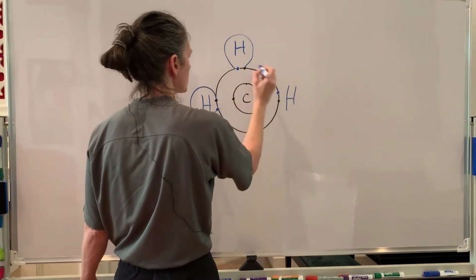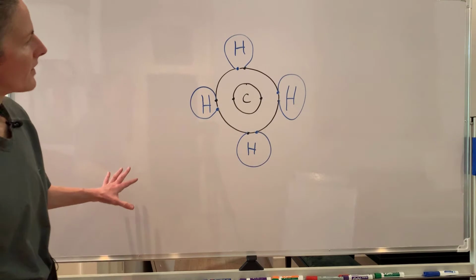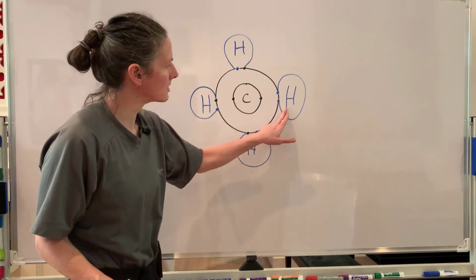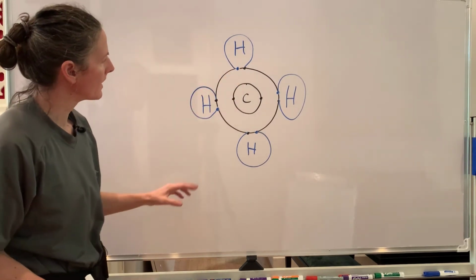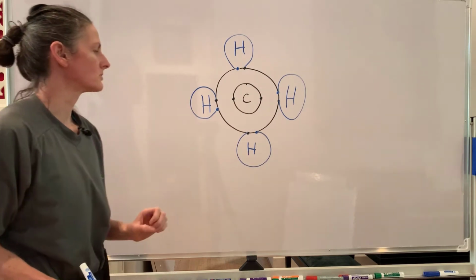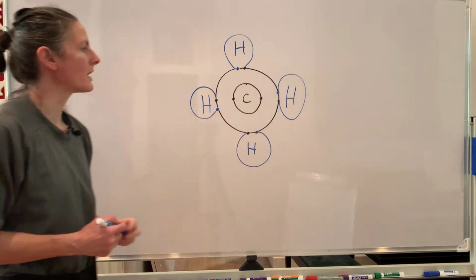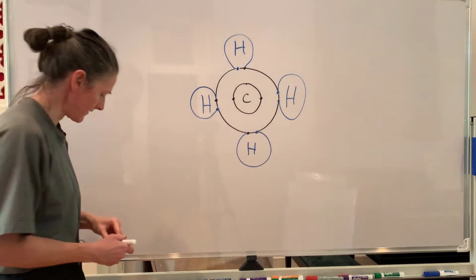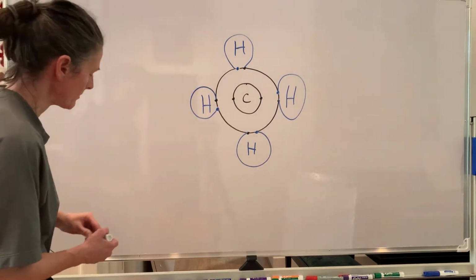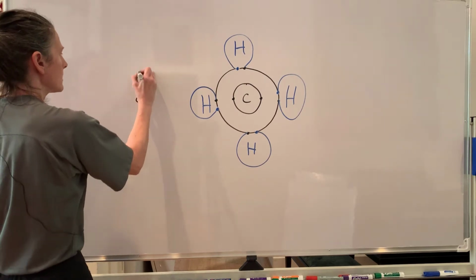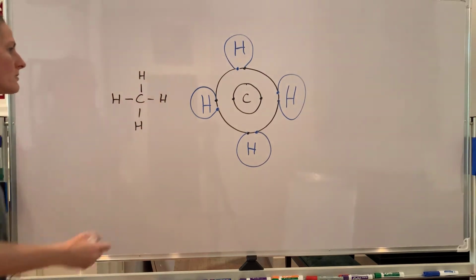And we notice that each constituent in this molecule has satisfied the need to fill its outer shell. So hydrogen over here has 2 electrons in its outer shell because it's sharing an electron with carbon. And carbon has 8 electrons in its outer shell because it's sharing an electron with each of these 4 hydrogens. So we now have a molecule called methane. This is one of the simplest molecules that we can make. And we can abbreviate it like this, where we have a carbon with 4 hydrogens attached.